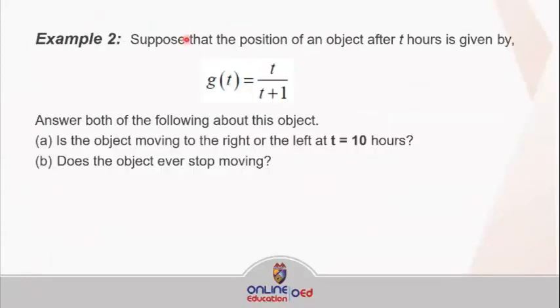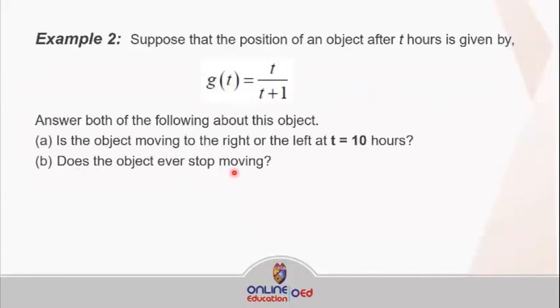Example number 2. So, suppose that the position of an object after t hours is given by, ito yung problem daw natin. We have g of t is equal to t over t plus 1. Kung derivation ang gagawin natin dito, ang gagawin din natin na formula is the quotient rule, which is ito yung u natin and then ito yung v natin. And ayan. So, answer both the following. First is, is the object moving to the right or the left at t hours natin is 10 hours? And then does the object ever stop moving?